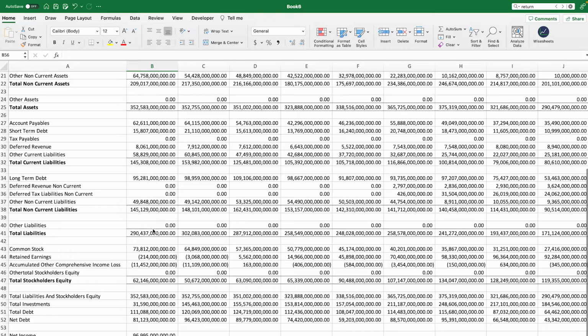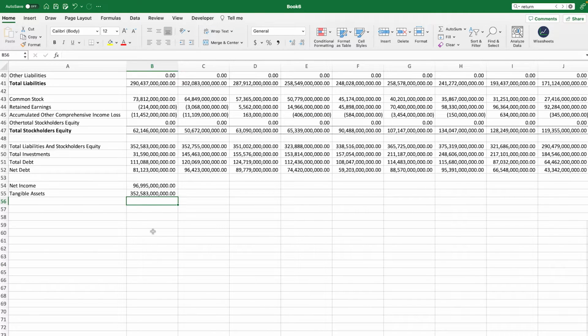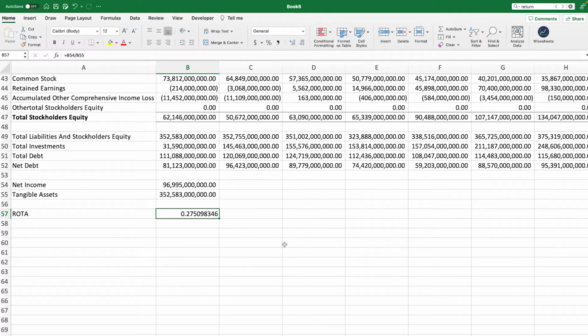With this all together, now we have calculated the tangible assets, and the return on tangible assets becomes very simple to calculate. So we take the net income and then we divide this by the total amount of the tangible assets. The number, as we can see right here, is roughly 28%. So what that means is for every dollar that the company owns in tangible assets, the company is generating roughly 27 cents on the dollar.